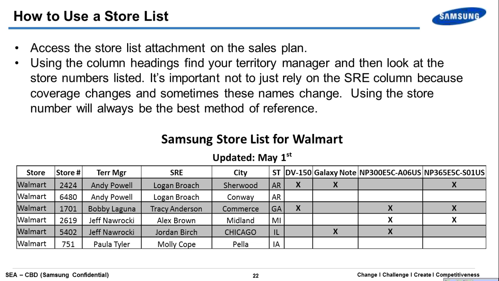So here's what they look like listed down here at the bottom. You've got the store number, territory manager, the retail expert, city, and the state. And then you've got the products that are listed on a store list.